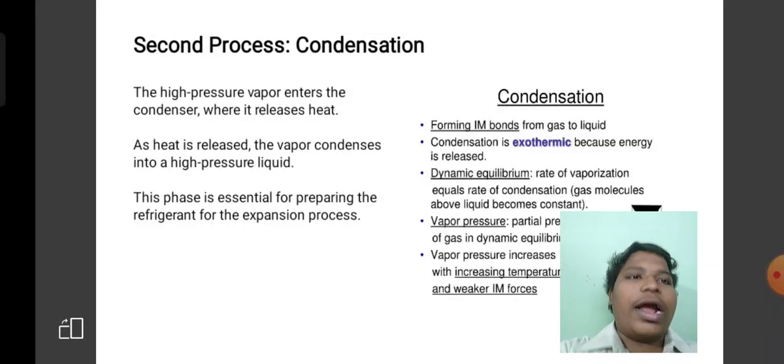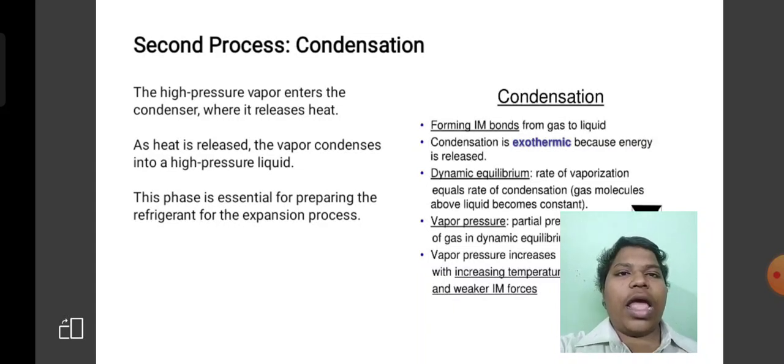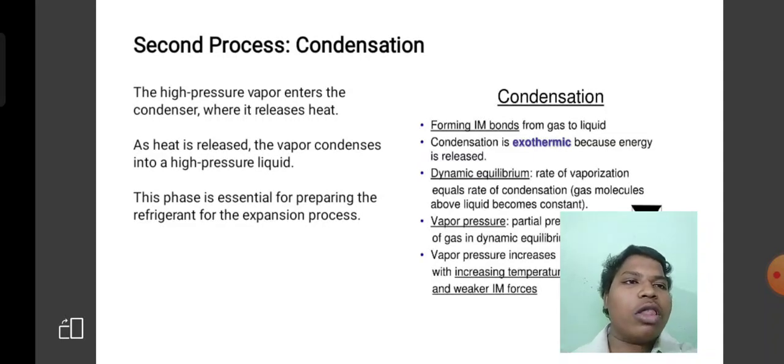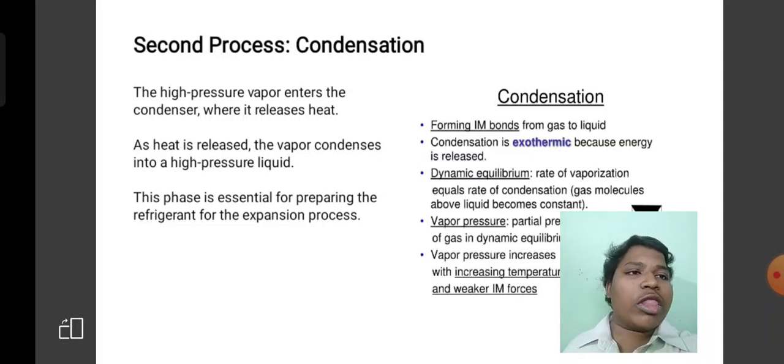Second process, condensation. The high pressure vapor enters the condenser where it releases heat. As heat is released, the vapor condenses into a high pressure liquid. The process is essential for preparing the refrigerant for the expansion process. Condensation, forming IM bonds, from gas to liquid. Condensation is exothermic because energy is released.